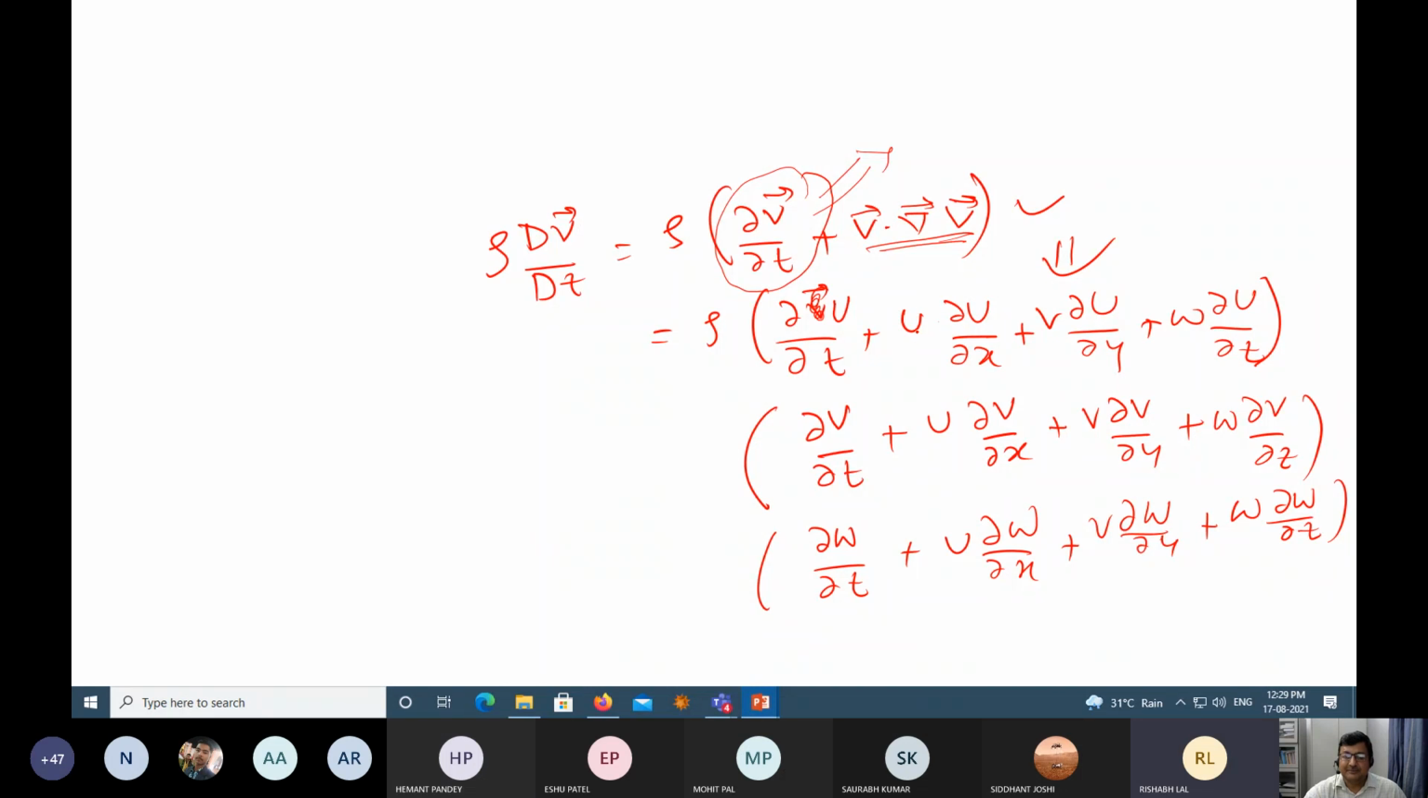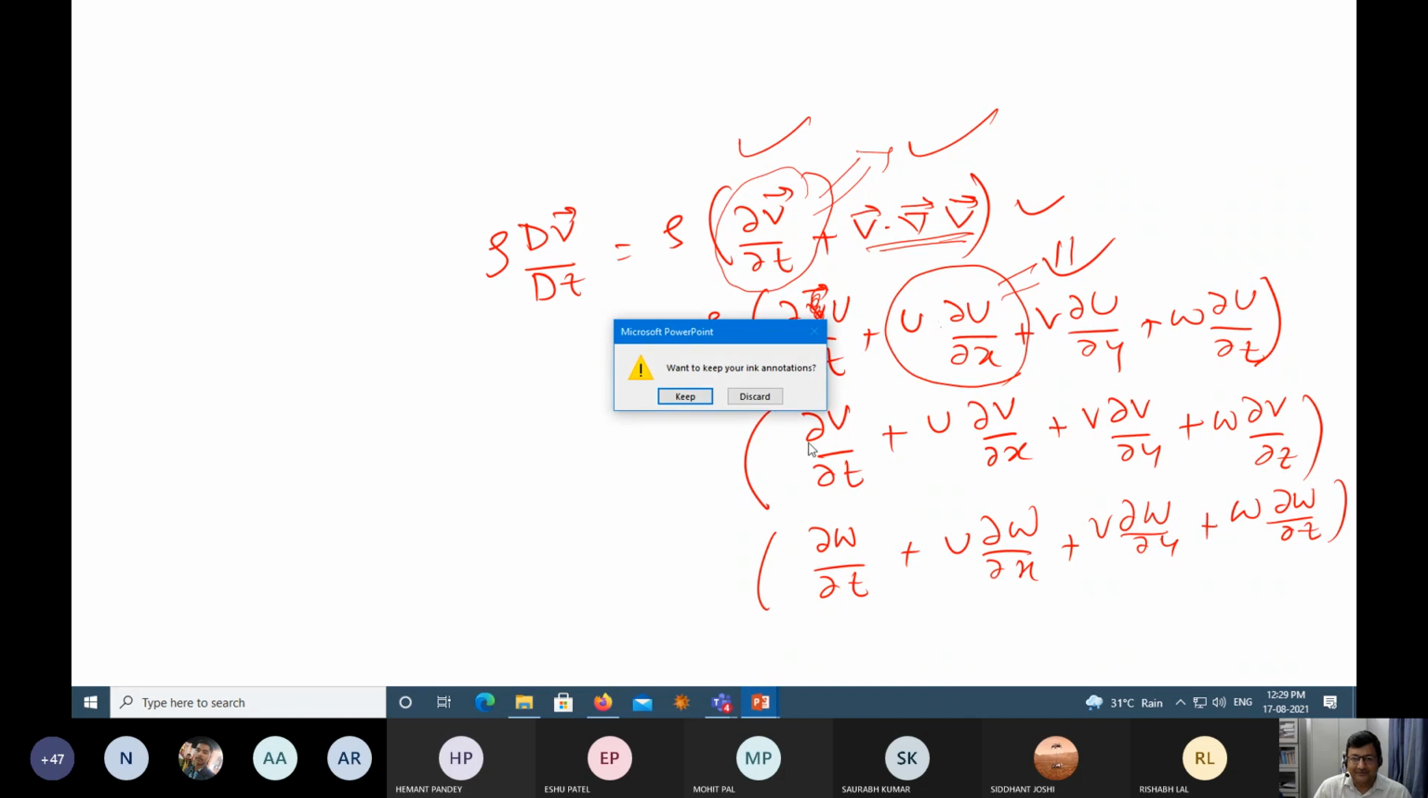Suppose you take u, right? u del u by del x. Okay. What is the unit of this? LT minus 2, same as acceleration. So this has a unit of acceleration. This also has a unit of acceleration, right? So both the terms are accelerations. Okay, so that's where the differentiation is created now.